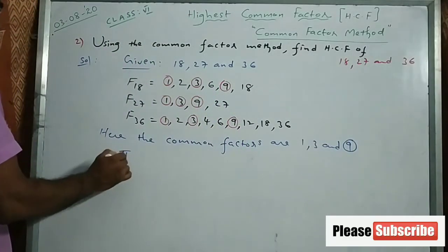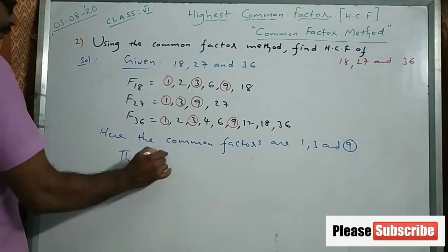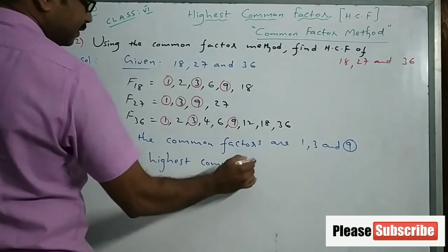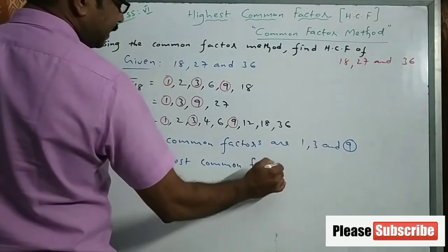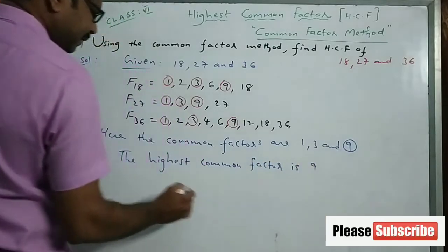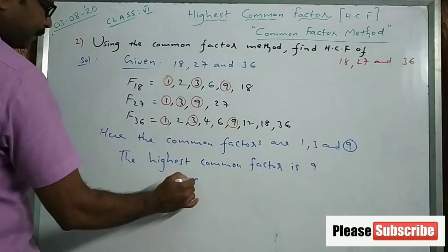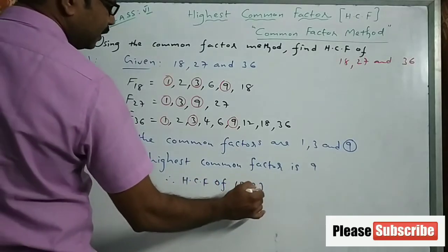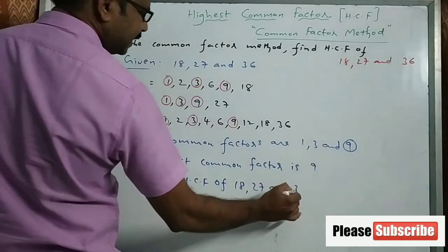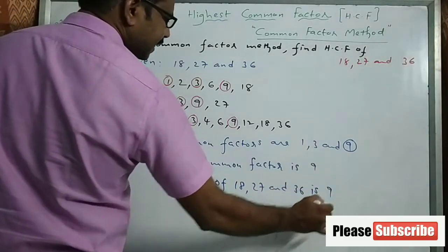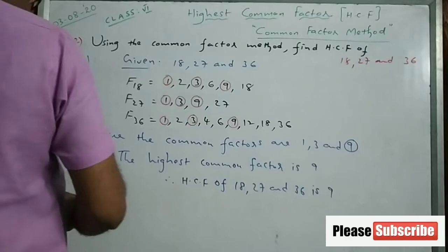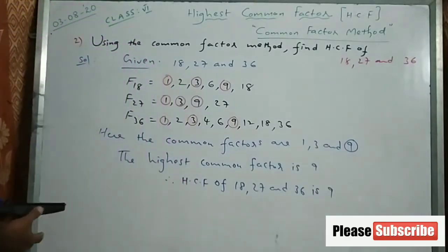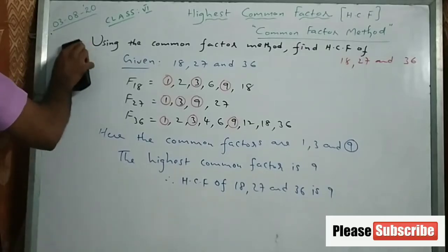Among these common factors, what is the highest common factor? 9. The highest common factor is 9. Therefore, HCF of 18, 27 and 36 is 9. Right? This is the way to do the problem. Clear? Now one more problem we will see.